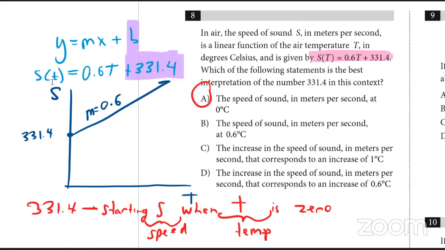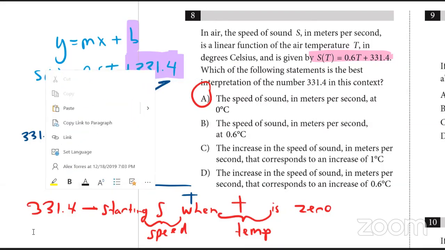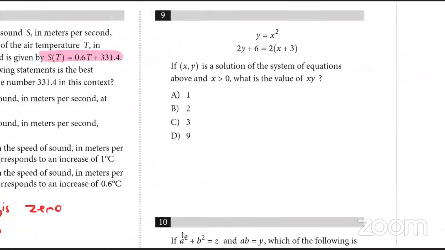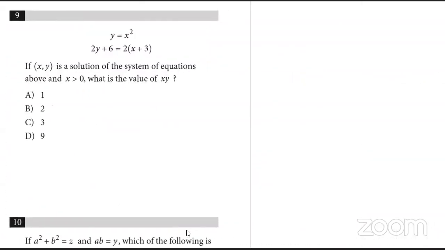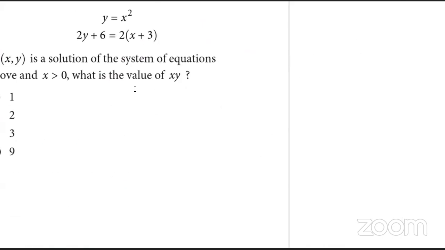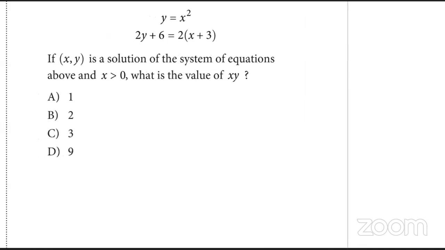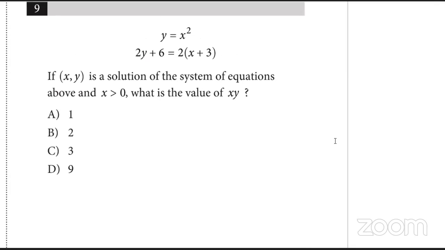Now we're going over to number 9. Okay, so xy is a solution of the system above. x is greater than 0. So first of all, a little word about the disclaimer of x being greater than 0. To me, in a quadratic situation, that's a little bit of a hint that there are two solutions for x, because they're telling us that when you get those solutions, pick the one that's greater than 0. So that's kind of what that's all about.